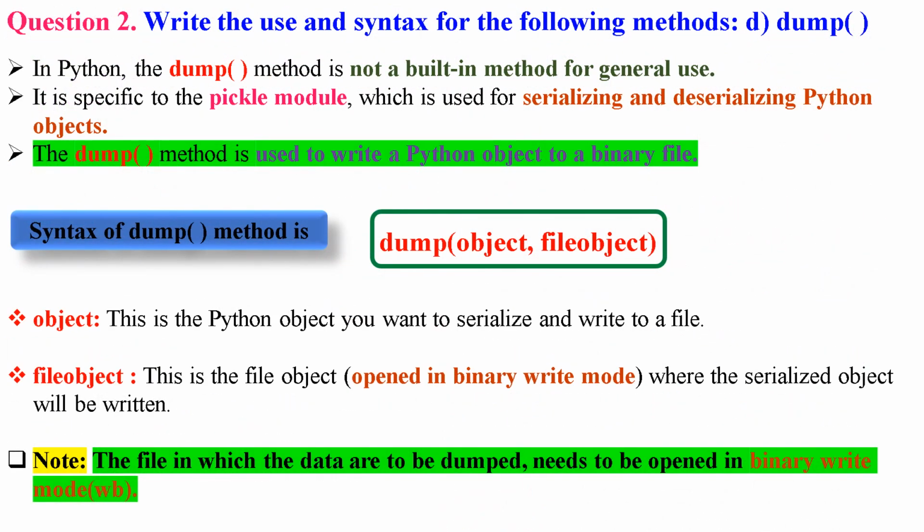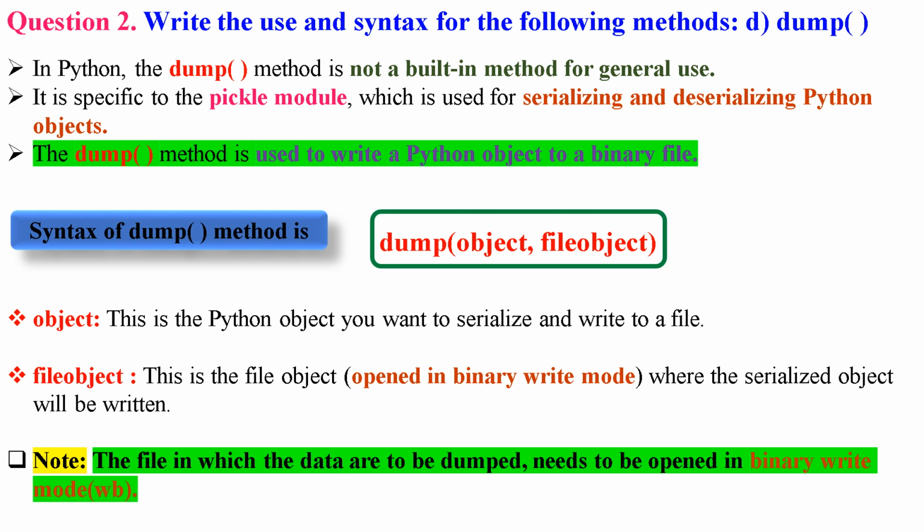Question 2. Subdivision D. Write the use and syntax for the following methods. Dump method. In Python, the dump method is not a built-in method for general use. It is specific to the pickle module, which is used for serializing and deserializing Python objects. The dump method is used to write a Python object to a binary file. Syntax of dump method is dump of object, file object.